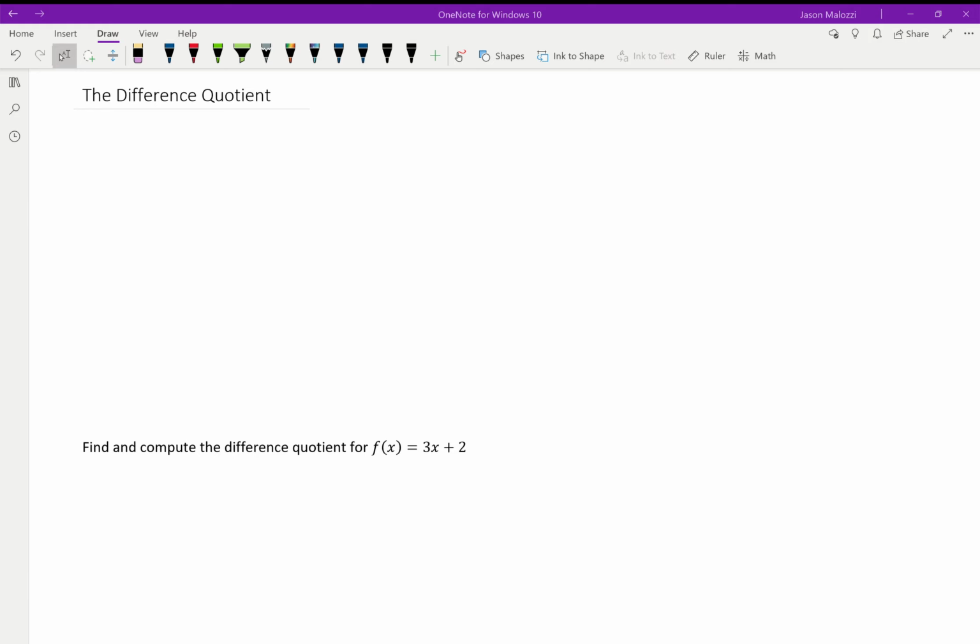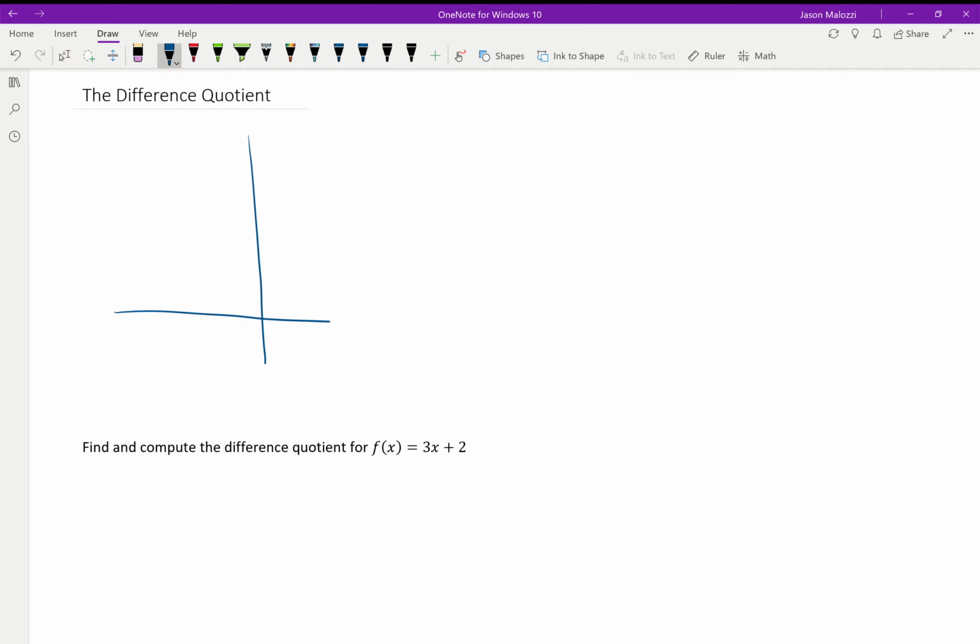Alright, so in this video we're going to investigate the difference quotient, what it means, and most importantly how to compute it, because this is going to be a key idea when you get to calculus. We're going to need to compute these and understand these. So, background. So here is a curve.